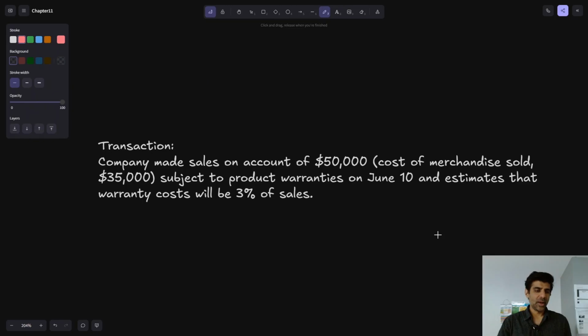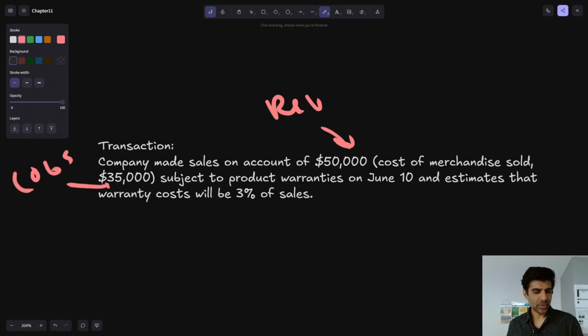Okay, next one. Company made sales on account of 50,000. Cost of goods sold is 35,000. So this is the revenue. This is the cost of goods sold. Subject to product warranties. Okay, so this is on June 10th, and you estimate that the warranty will be 3% of sales.